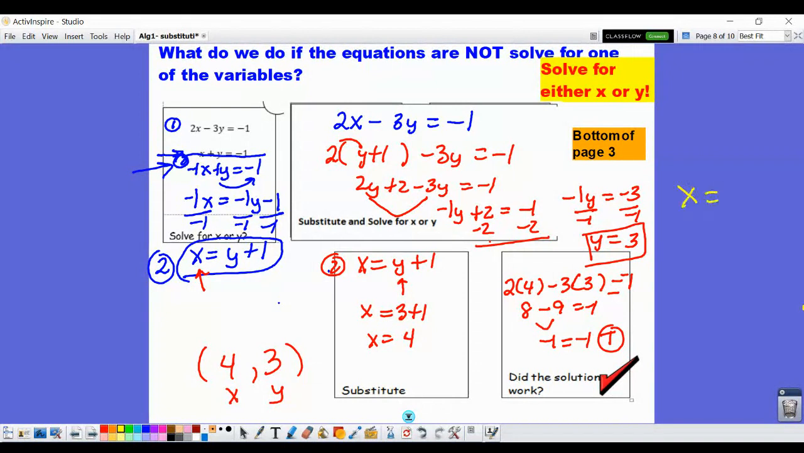Checking the other one, I can use this one. I have 4 equals 3 plus 1. Yeah, that's true. 4 equals 4. And that one is true. So I know that I am good to go.